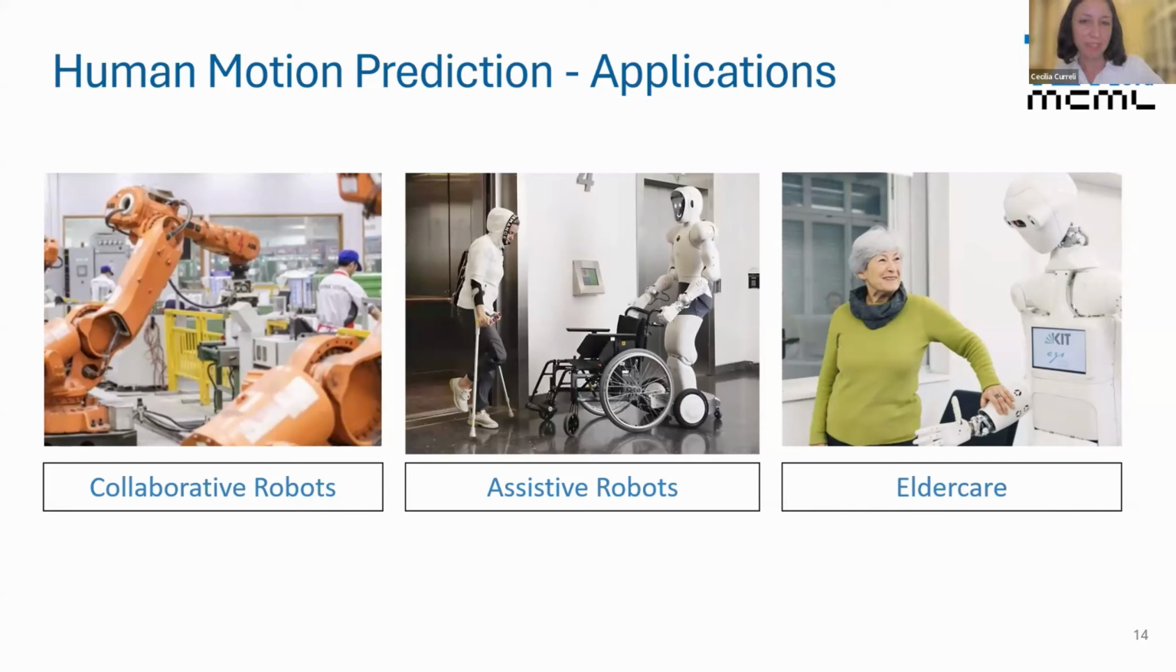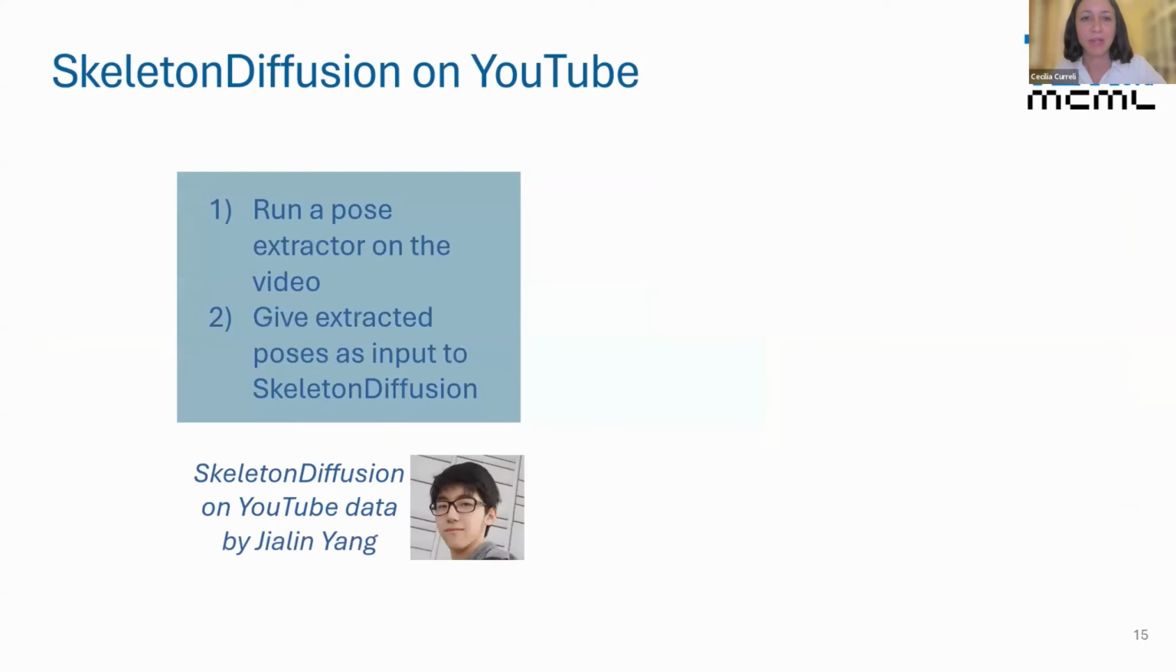Now, more practically, I'm going to show you an application of how you can use our model, Skeleton Diffusion. First, you have to look for a video. You just get a video depicting a human motion, and then you have to extract poses from this video and forward them to our model, Skeleton Diffusion. Our student, Jialing Yang, just prepared a demo, and we can see an example. So let's take this video.